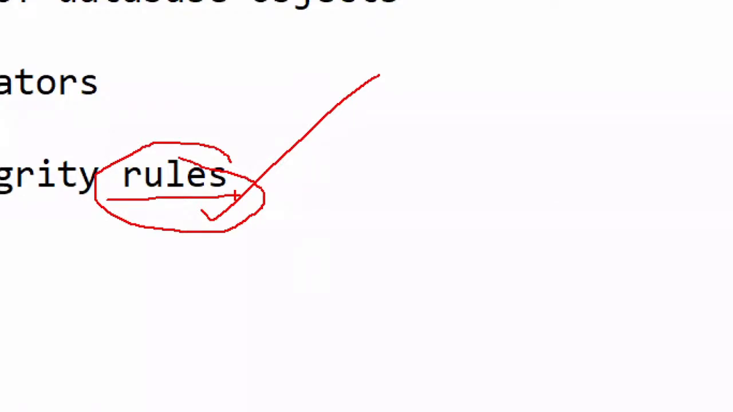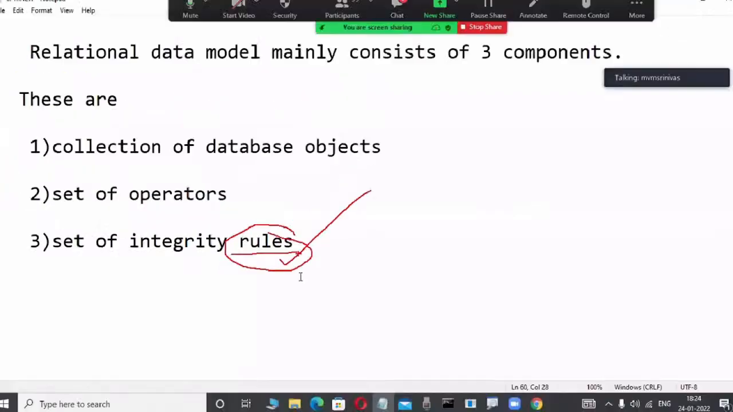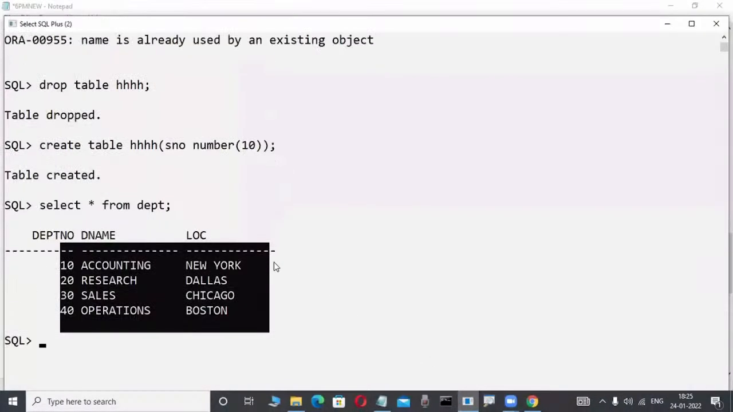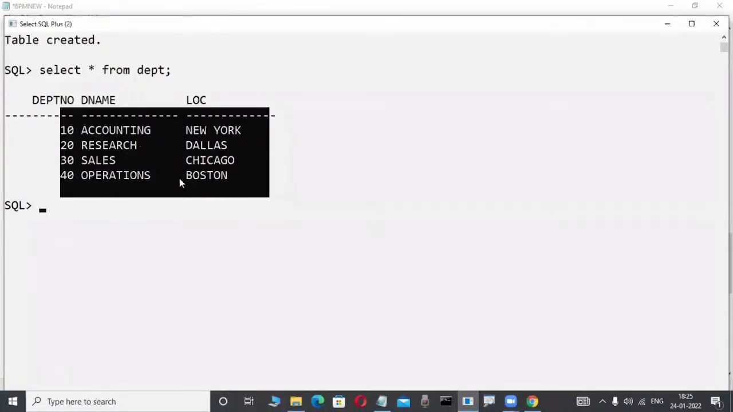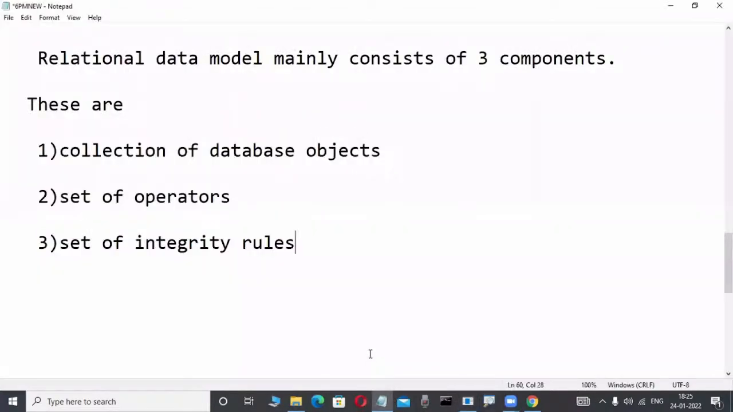Experience is required; so many things are there. Relational data model products always work based on a set of rules. Really, they work only on that set of rules. Yes. Now check it out.